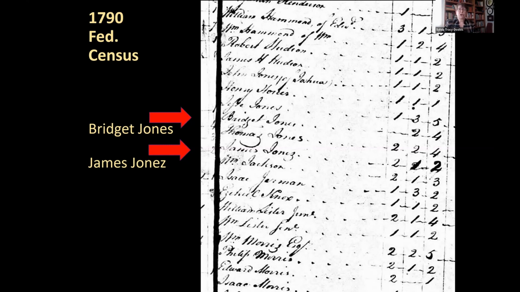So we have Bridget Jones here, which this top arrow is pointing at. We also have James Jones two lines below her, and he spells his name Jones with a Z on the end. I don't know if you can see that, but it's a very unusual spelling for Jones. I've done quite a bit of research on this spelling of the Jones name, and it is not common.